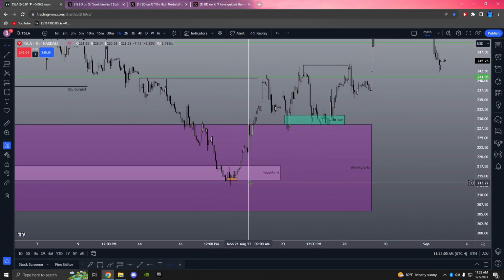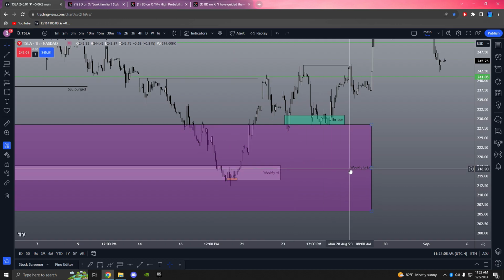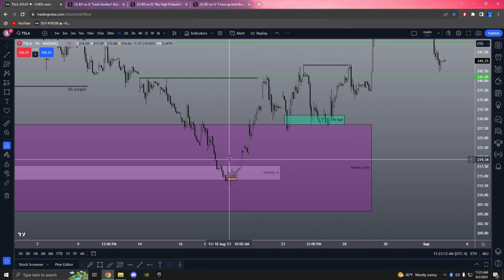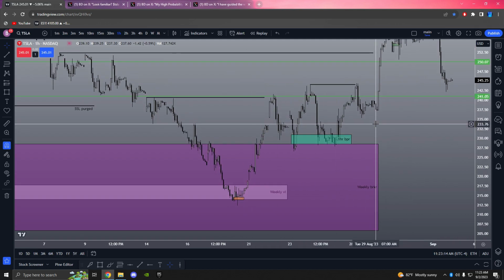There was that 15-minute breaker. We're inside the weekly volume imbalance and the weekly breaker, so I didn't expect it to go lower than there once we formed that breaker. And then from there, we were very explosive to the upside.